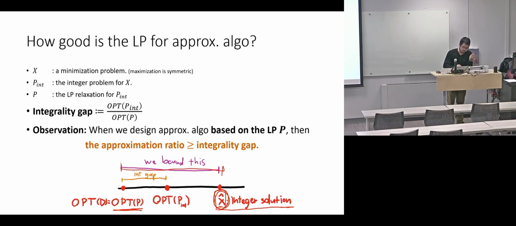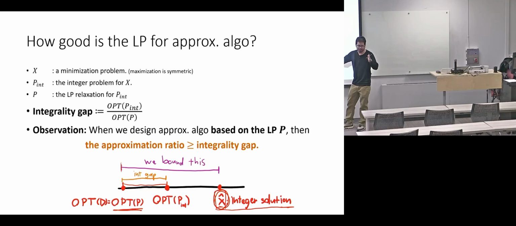This is what you're going to bound if your algorithm is based on the LP. But then there is this gap. If the gap between the integer one and the fractional one is 2, then no matter what, the quality of your solution is at least 2. So the integrality gap is like the fundamental bottleneck on how good your solution can be, as long as you base yourself on this LP.